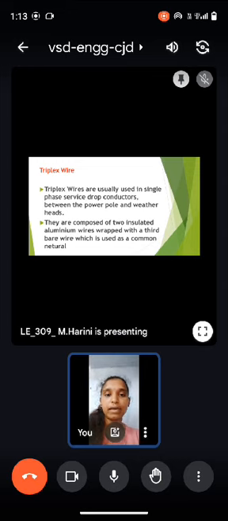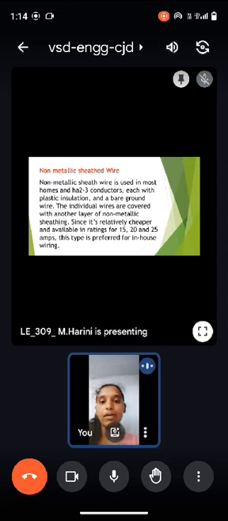Triplex wires are usually used in single-phase service drop conductors between the power pole and weather heads. They are composed of two insulated aluminum wires wrapped with a third bare wire, which is used as a common neutral.